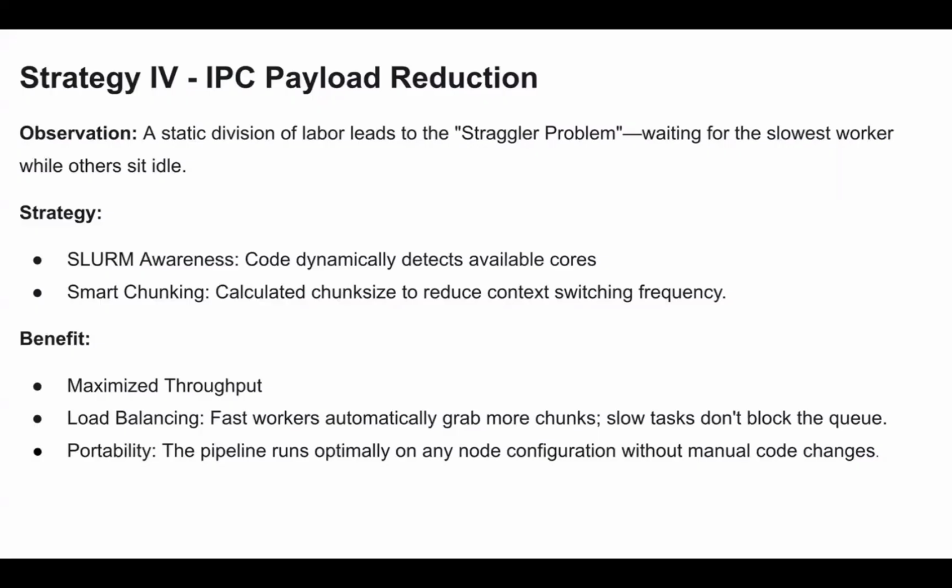To solve this problem, I made the pipeline environment aware. Firstly, the code checks the Slurm environment variable to dynamically set the worker count to match exactly what the scheduler allocated. Secondly, instead of assigning tasks sequentially, I used imap ordered with a calculated chunk size. The benefit of this parallel strategy is that it maximizes throughput and achieves dynamic load balancing and predictability.